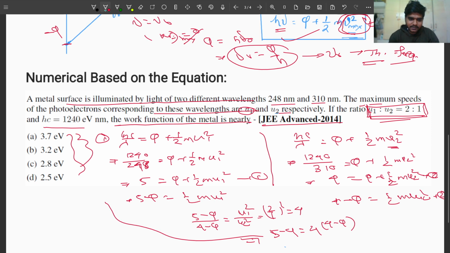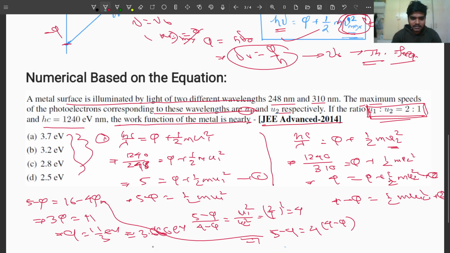So I am writing this here. So we will get that 5 minus phi equal to 16 minus 4 phi. If you take this, 3 phi equal to 11. Okay, so phi equal to 11 by 3 electron volt, which is equal to 3.666 electron volt, and we can approximate this to 3.7 electron volts. So option A is correct. So phi is approximately 3.7 electron volt.